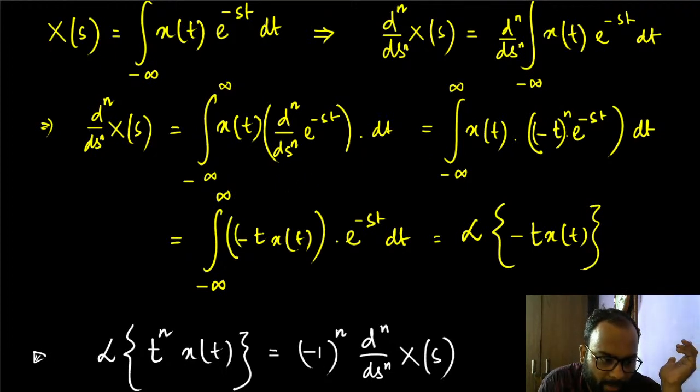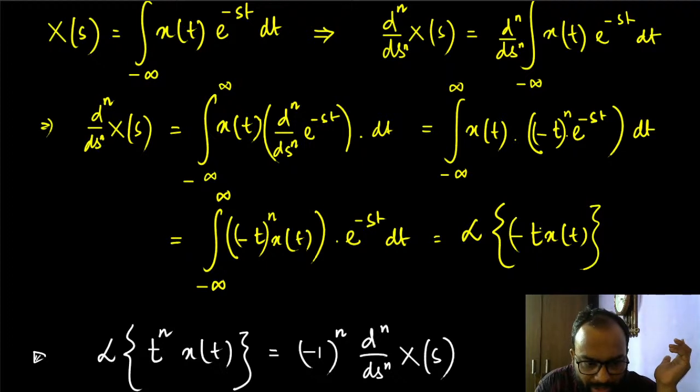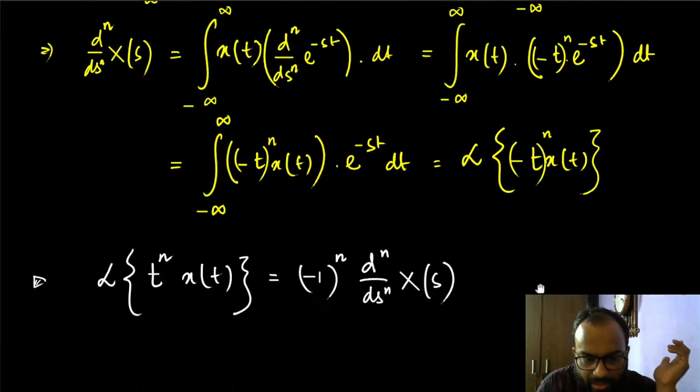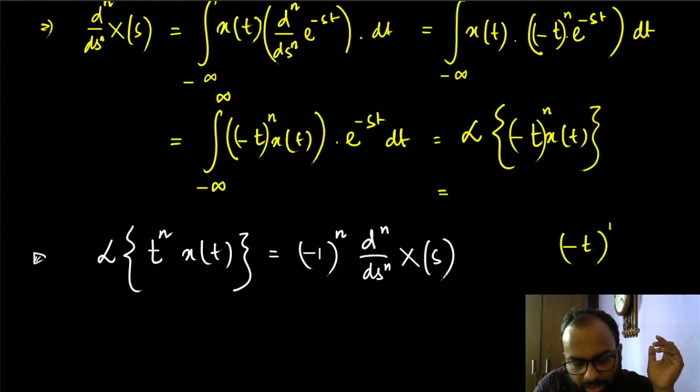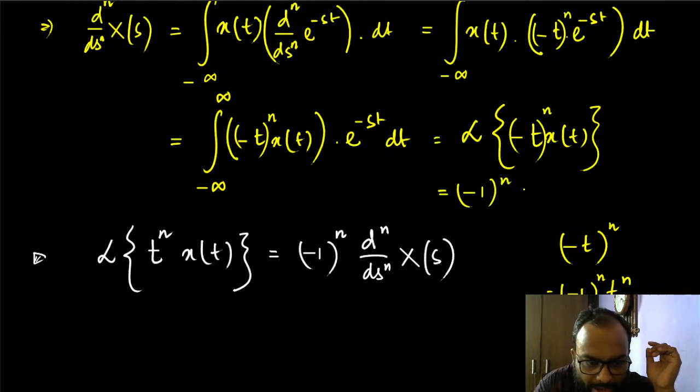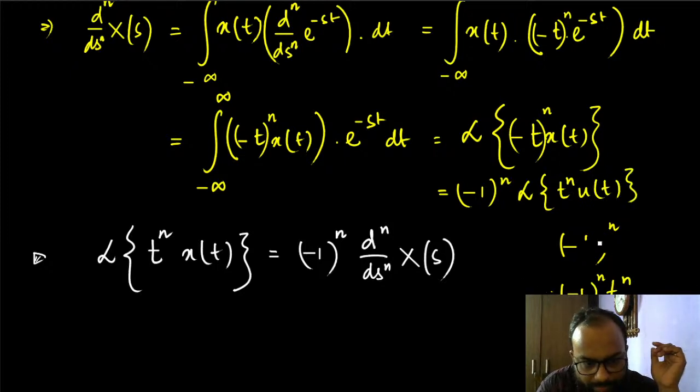So that way I'm going to have something like this. Then I'm going to have something like this. But what is this quantity? Here you can see I can write this, see, this minus t whole to the power n can be written as minus 1 whole to the power n times t to the power n. So this is minus 1 whole to the power n Laplace transform of t to the power n u(t). All right.